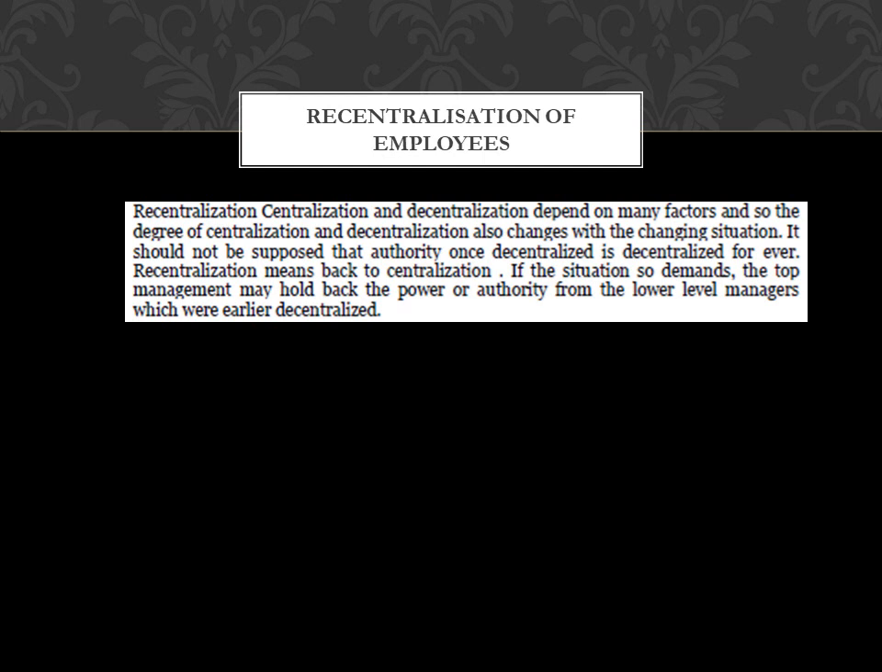If the situation demands so, the top management may hold back the power of authority, and that is called recentralization.